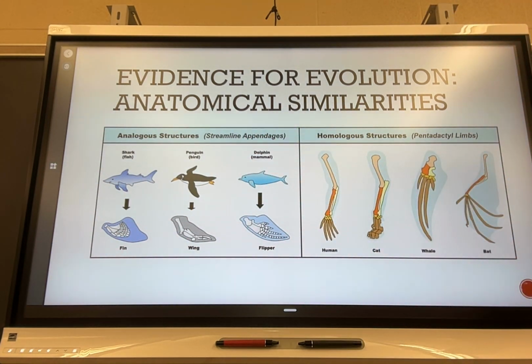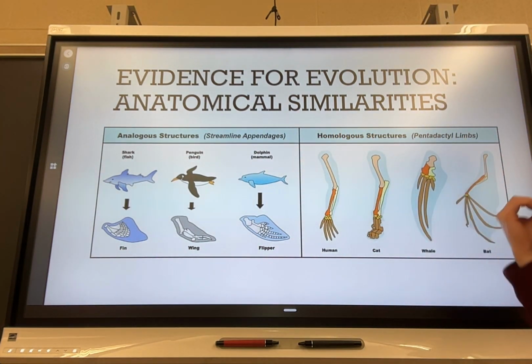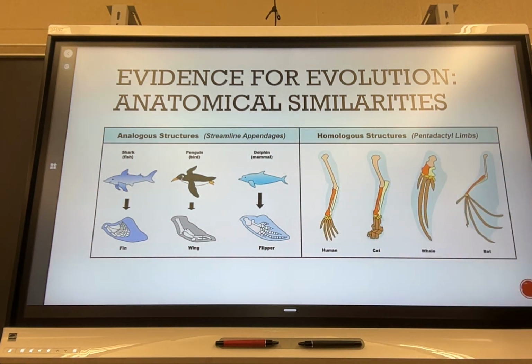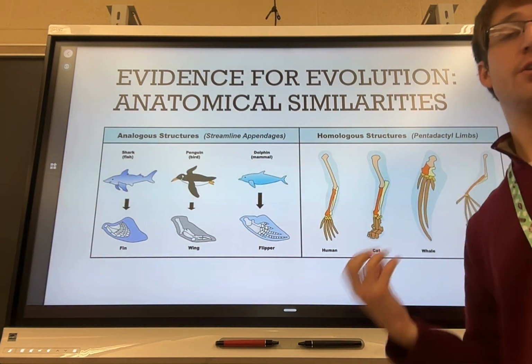Analogous structures, on the other hand, are based on environment. So we have sharks, penguins, and dolphins. Sharks are fish, penguins are birds, dolphins are mammals. All three of them, though, have developed this kind of fin shape that they use to move very quickly through the water. So these are analogous structures. Even though they weren't developed from the same ancestry, they all developed traits based on their environment.